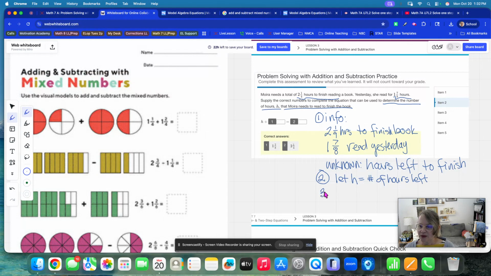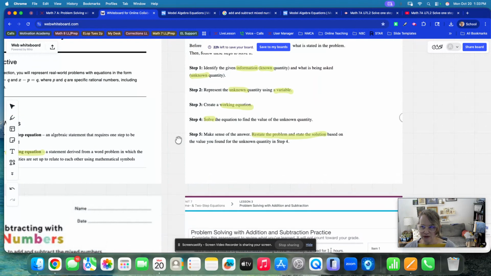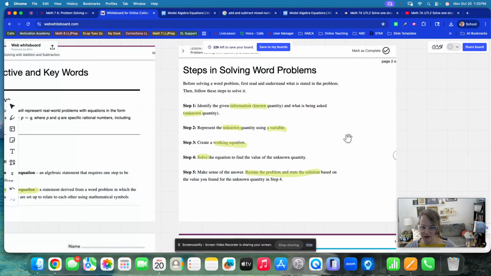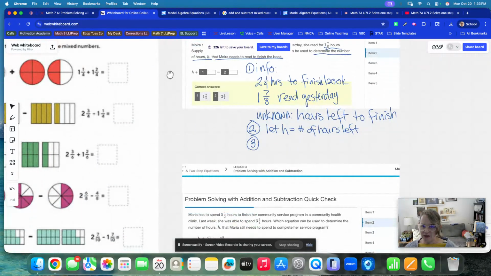Okay. Step 3, I think, is to write the equation. Let me just go back up and see those steps. And you can write these in your notes. This is on page 2 of the lesson. We did steps 1 and 2. Now we're going to create a working equation, solve it, and then restate the answer.